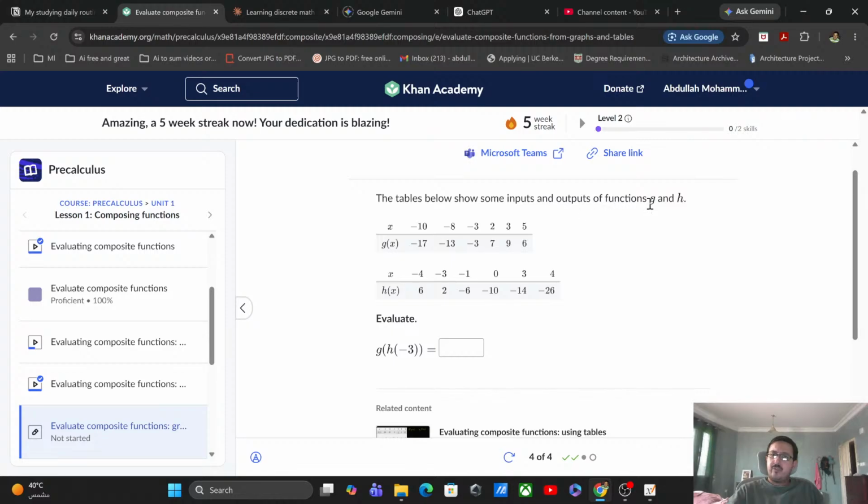What are the outputs of functions g and h? g of h of minus 3. Where's the h? Minus 3. Plug it into the g. 7.